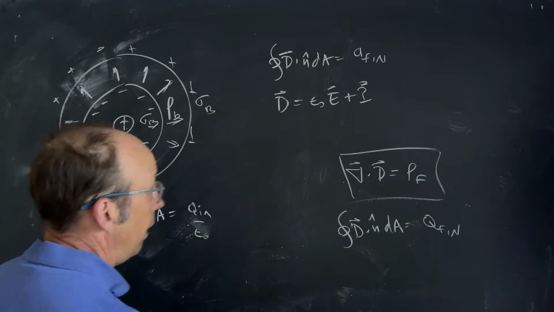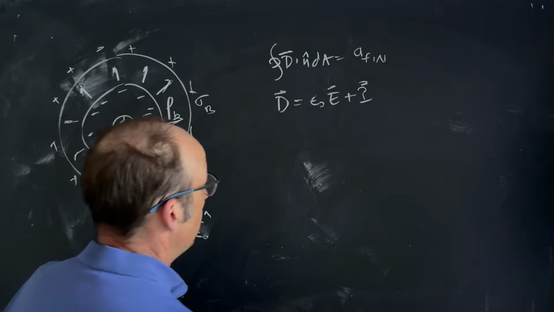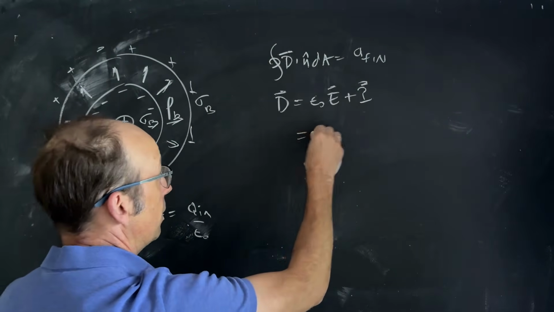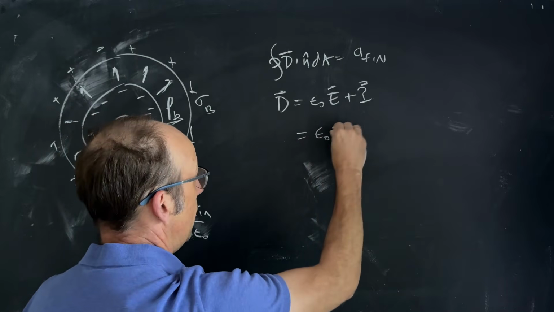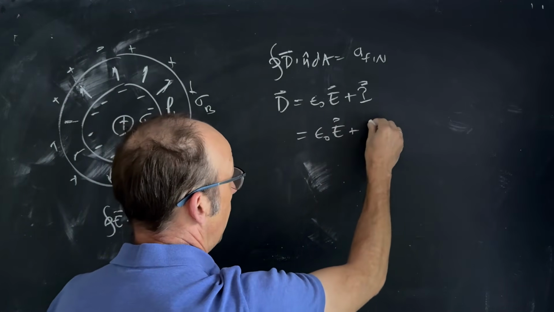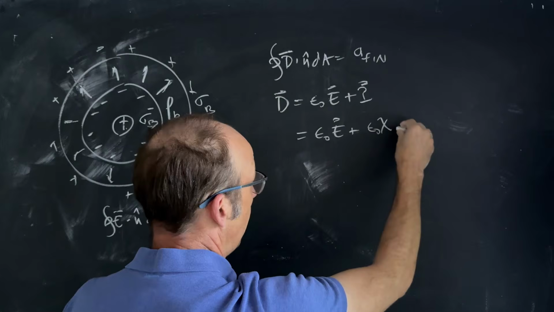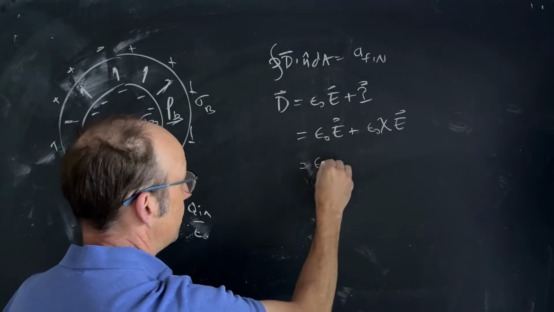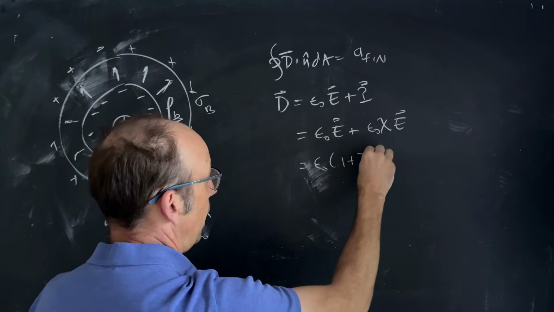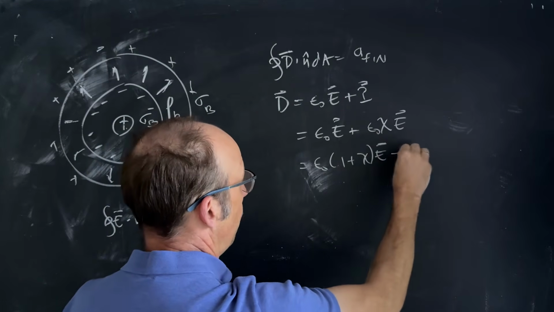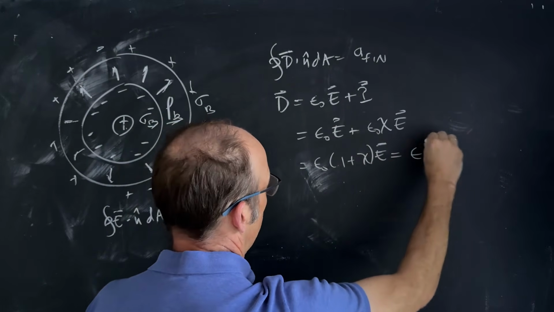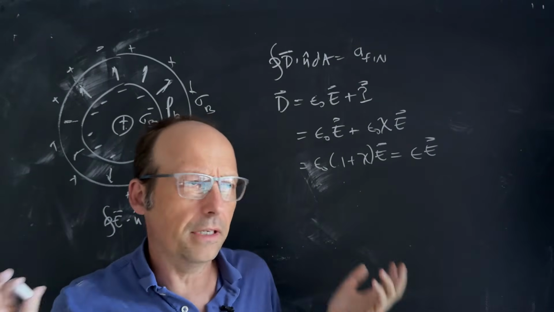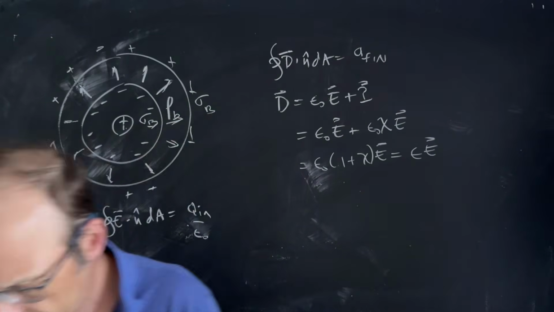Now, here we have one other thing that I need to mention. If we use the susceptibility here, this is epsilon naught E plus epsilon naught chi E, then I can write this as epsilon naught times 1 plus chi, times E, and we call that epsilon E. Okay, so it's just a different constants, different ways to describe the dielectric constant. It's not a big deal.